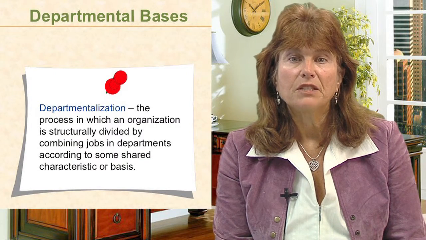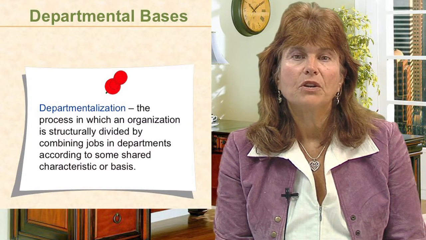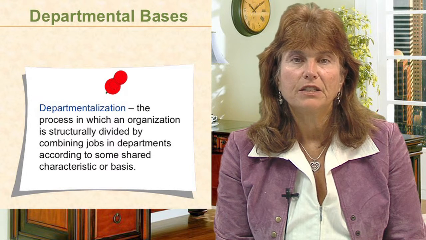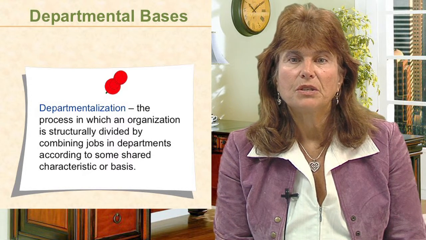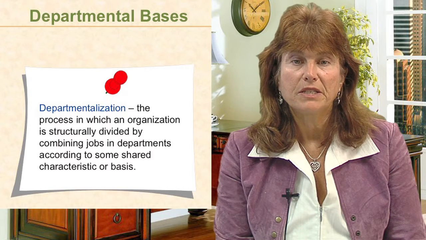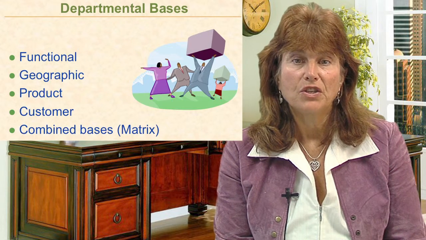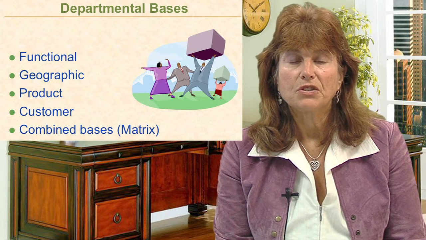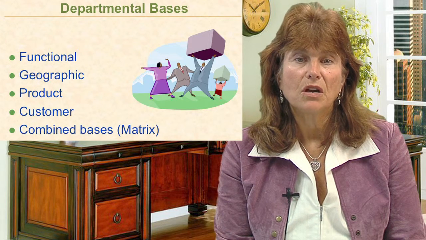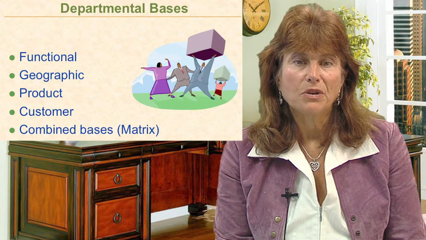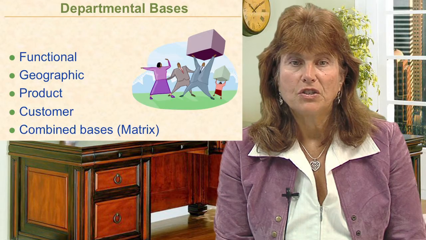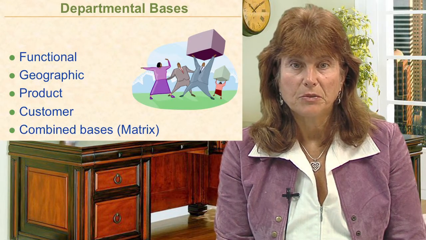When we look at departmentalization, we look at the process by which an organization is structurally divided, combining jobs into some sort of shared characteristic or basis into different departments. When we look at organizational charts and organizational designs, we see these departments based on the function of the job, maybe the geographic location of the job, particular products and services that we have, who our customers are, and we have what we often call a matrix organization where they combine some of the functions with some of these other things like product or customer.